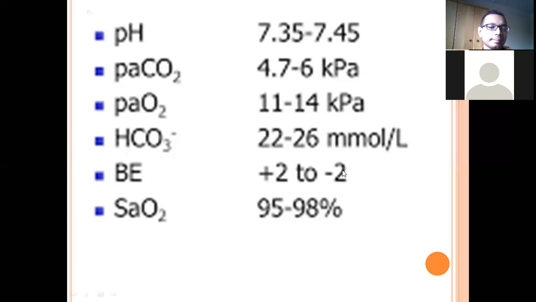If it's -2 or less than -2, then we can say it's acidosis, a metabolic acidosis, and if it's greater than +2, then we can say it's a metabolic alkalosis. We'll clear that. Saturation level can be from 95 to 98%. So what we need to remember is pH. If it's 7.35 to 7.45, it's normal. If it's less than 7.35, it's acidosis. If it's greater than 7.45, it's alkalosis. That's right. And for partial pressure of oxygen, if it's 11 to 14, it's fine.